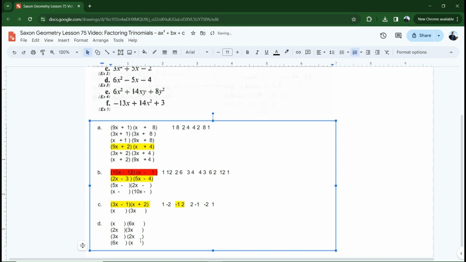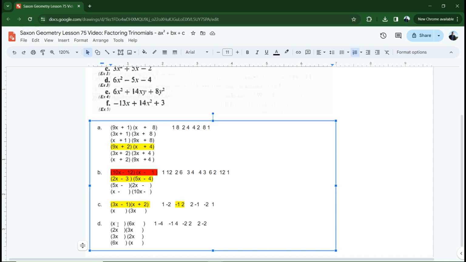Now notice that we're just going through this methodically and checking all of our options. Okay, so those are all our options for the 6. Now let's look at our options for the negative 4 at the end. It could be 1 and negative 4. It could be negative 1 and 4. It could be negative 2 and 2, or it could be 2 and negative 2. Thankfully, 4 gives me a very limited number of options, so this shouldn't be too hard to figure out.